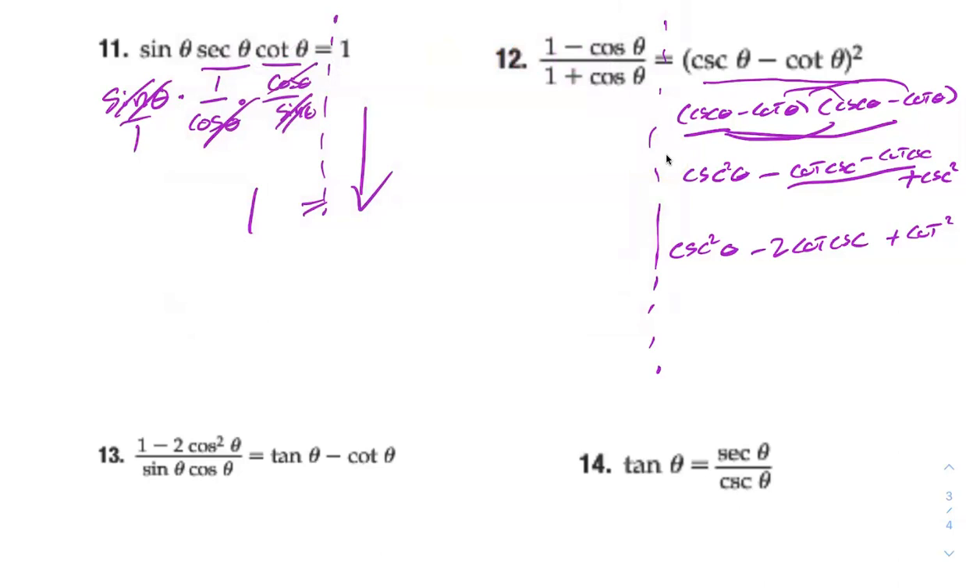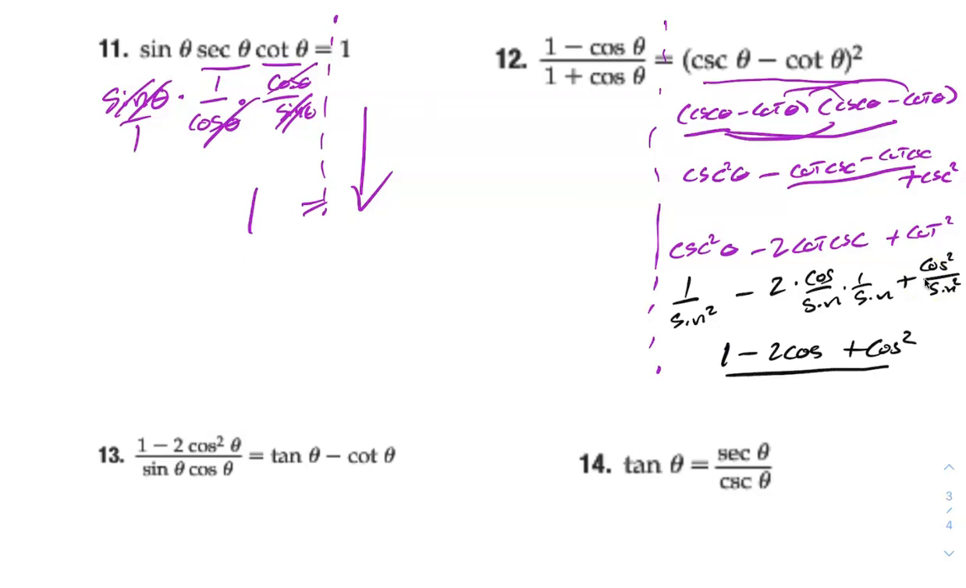So let's rewrite. Cosecant squared is 1 over sine squared. Minus 2 times cotangent, which is cosine over sine, times cosecant, 1 over sine. Plus cotangent squared, cosine squared over sine squared. That looks a little nicer. Notice they all have the same denominator, even this one, sine squared on the bottom. So if I combine it all, I get 1 minus 2 cosine plus cosine squared over sine squared.